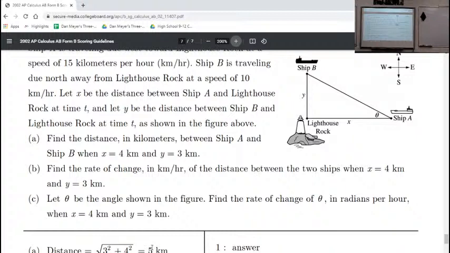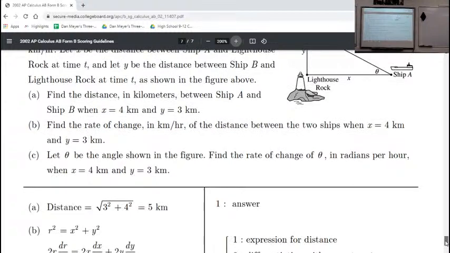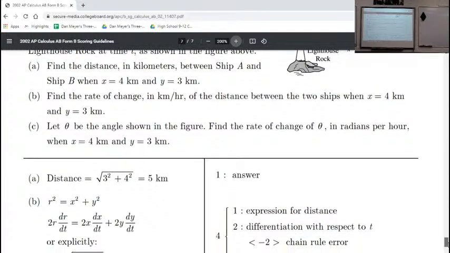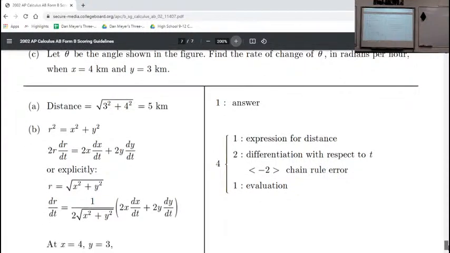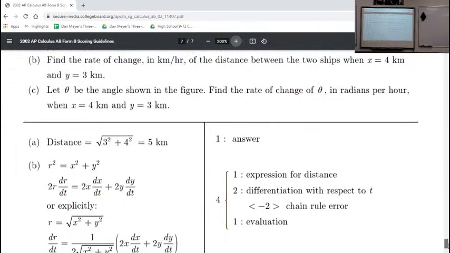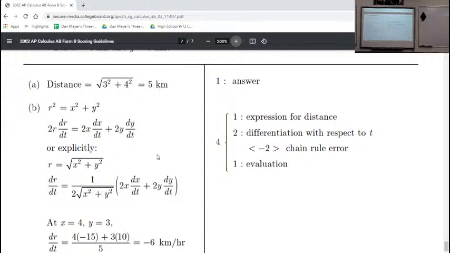So they made sure you had that set up before they moved on and said, find the rate of change of the distance. Well, here comes Pythagorean theorem again. So they used r for the hypotenuse. And what I personally would do here is I'd plug in for all my things aside from dr dt into this equation and solve for dr dt. Either way, you should get -6.